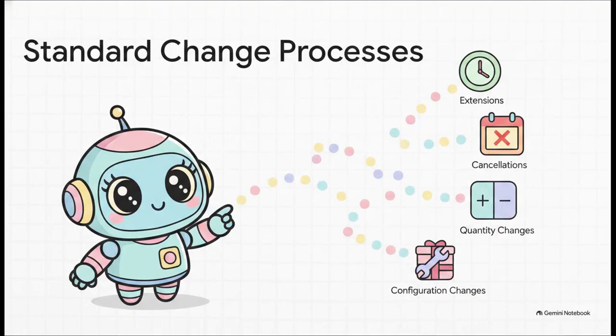Just look at the standard change processes it handles natively. I mean, whether a customer wants to revoke a cancellation, maybe extend their current term, change a product quantity, or just totally revamp their product's configuration, BTMF actually has a predefined path for it. You literally do not have to custom build the logic for every single scenario, which is a massive time saver.